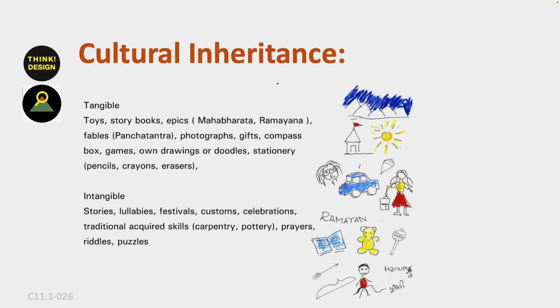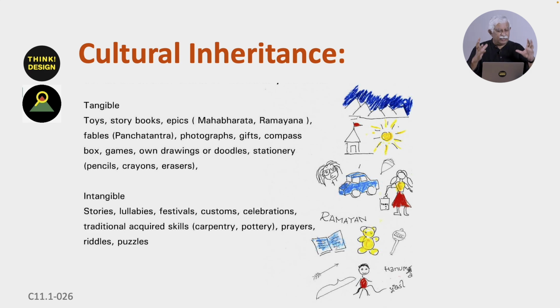They also realized that looking at culture was a very important part of the project, and you have both tangible objects that are very tangible to them and they are familiar with them, but there are also intangible media which actually make a big difference to them. So, if you have to mention tangible ones, they are the toys, the storybooks, okay, the epics, tales, fables, compass box, games, drawings and doodles, stationery.